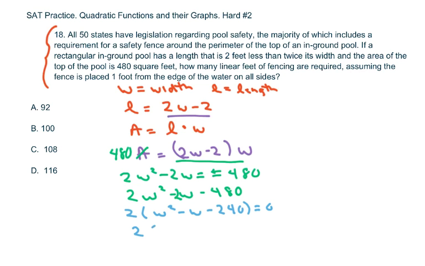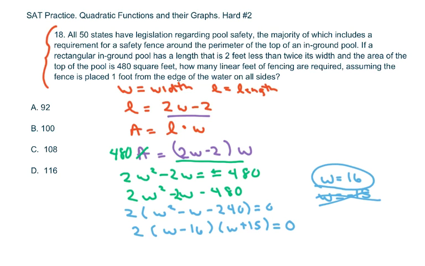So we have 2 times W minus 16 times W plus 15 equals 0. So W equals 16 and W equals negative 15. It can't be negative, so we have to disregard the negative 15. And this means, if this is the width, the length must be 2 times 16 minus 2, and that equals 30.